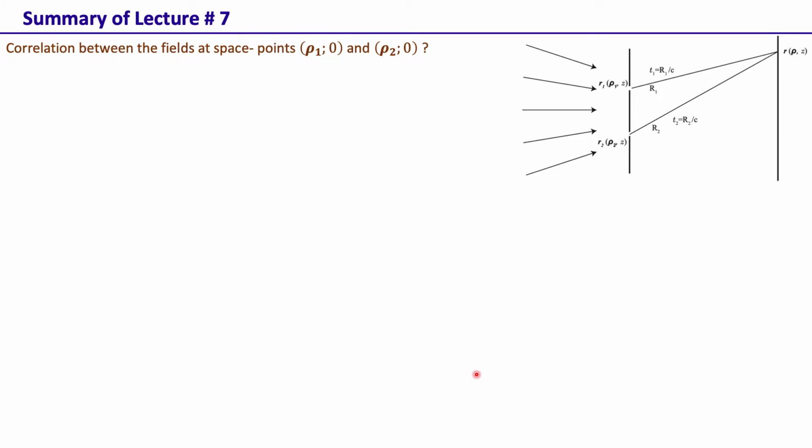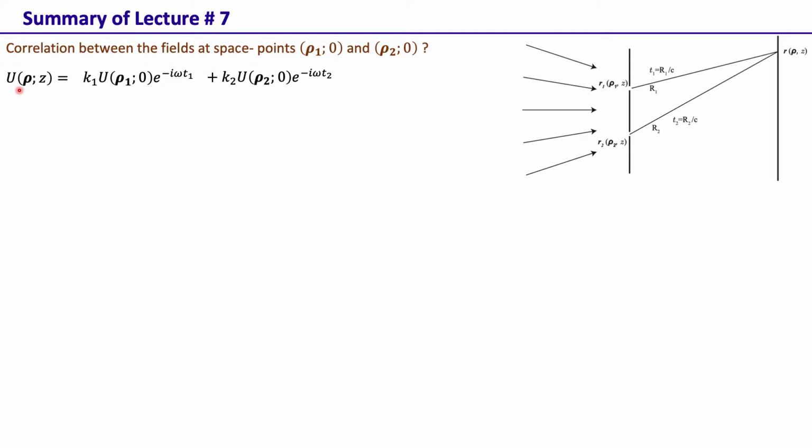In lecture number 7, we essentially looked at the correlation between the fields at different space points. For example, in this configuration, that's an incoming field, and we were interested in looking at correlation between the field vibrations at points rho 1 and rho 2 at z equal to 0. And we saw that we can do this by looking at the field at some location rho at some other z. So the field u rho at z has contribution from fields at the points rho 1 and rho 2 at z equal to 0.